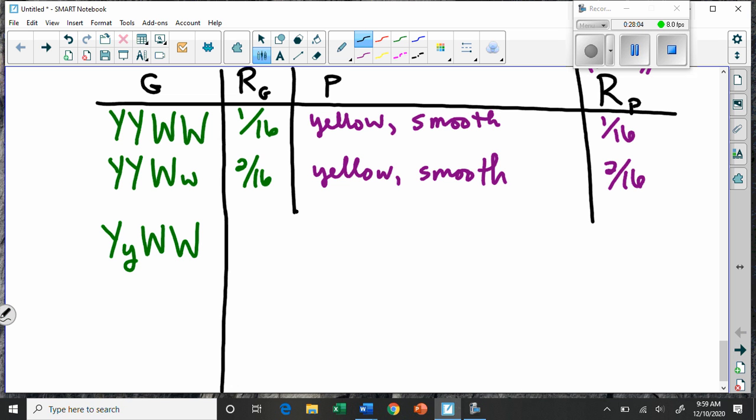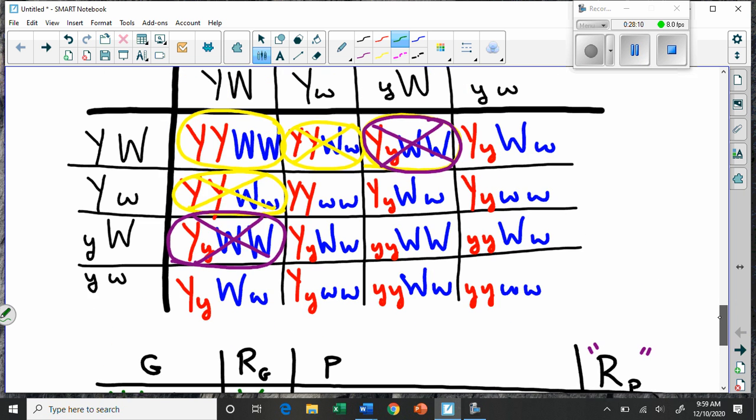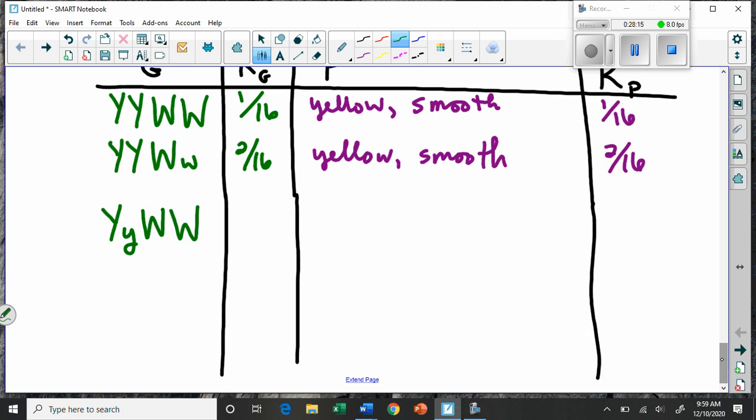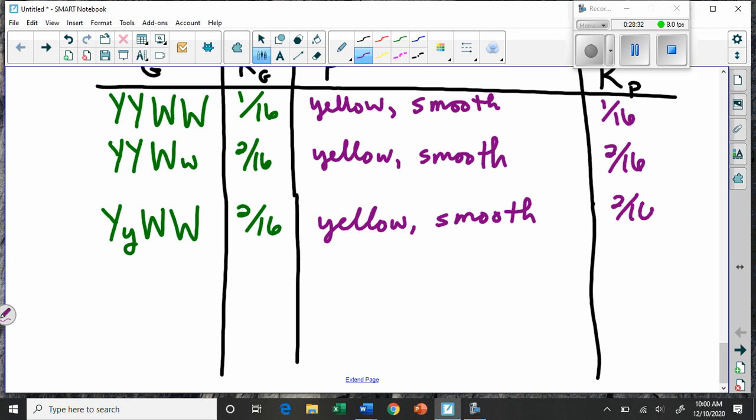Our chart goes down a little bit more here. And how many were there? There were 2, I think. There are 2 out of the 16. So we'll go 2 out of 16. But the phenotypes of this are still yellow and smooth. So the phenotype for all these combinations hasn't changed. 2 out of 16. Yellow and smooth.